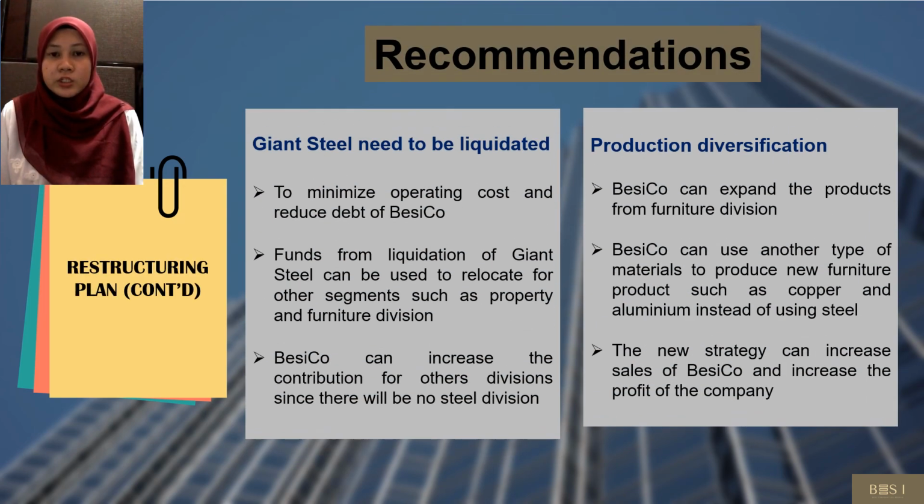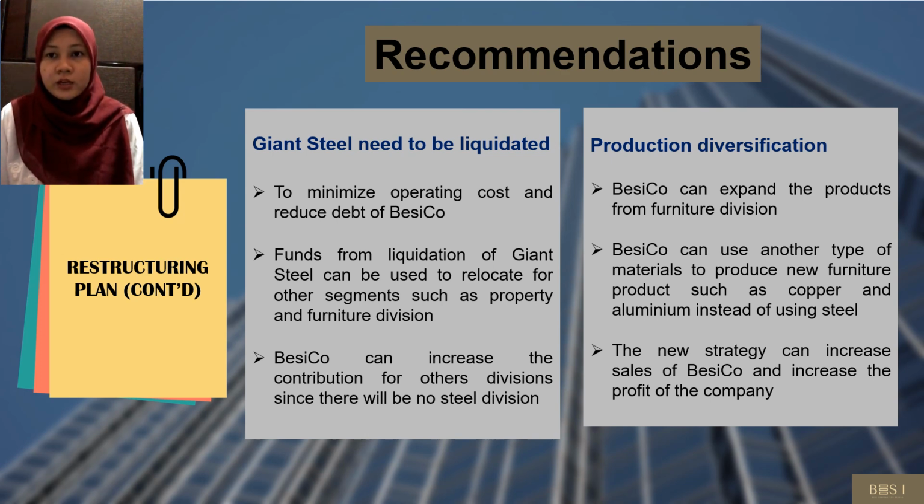Another recommendation is that Giant Steel needs to be liquidated. Since Giant Steel did not make any profit and the production is suspended, it is highly recommended to close Giant Steel to minimize operating costs and reduce the debt of Besico. If Besico agrees to liquidate Giant Steel, the funds from liquidation can be used to relocate to other segments, such as the property and furniture division. Besico can increase the contributions for other divisions since there will be no steel division.